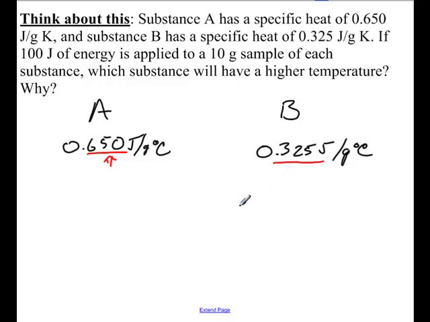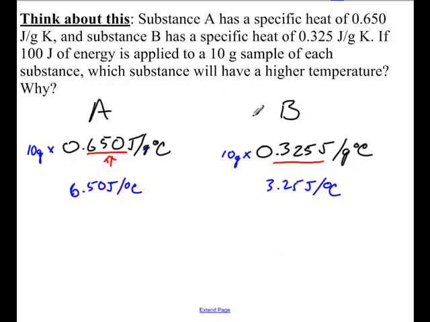Now, because we're doing chemistry, we can always treat it with math, right? So let's do a little math and prove this. Let's say I've got 10 grams of each substance, and I'm going to multiply those two. Why? Well, because look, grams is on the bottom, grams is on top. That gives me 6.50 joules per degree Celsius. And then over here, I've got 3.25 joules per degree Celsius. So with my 10 grams.